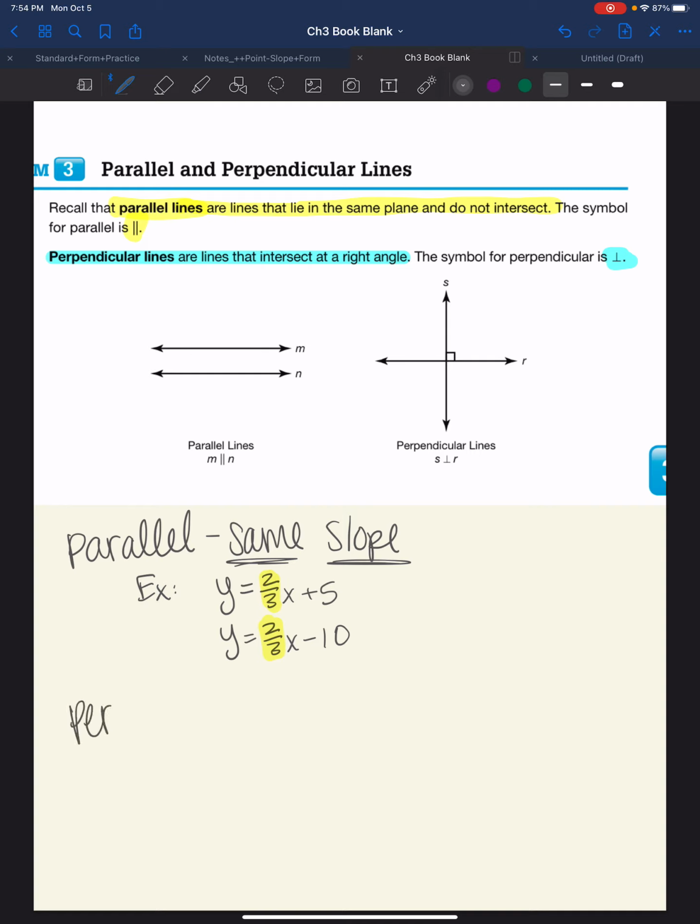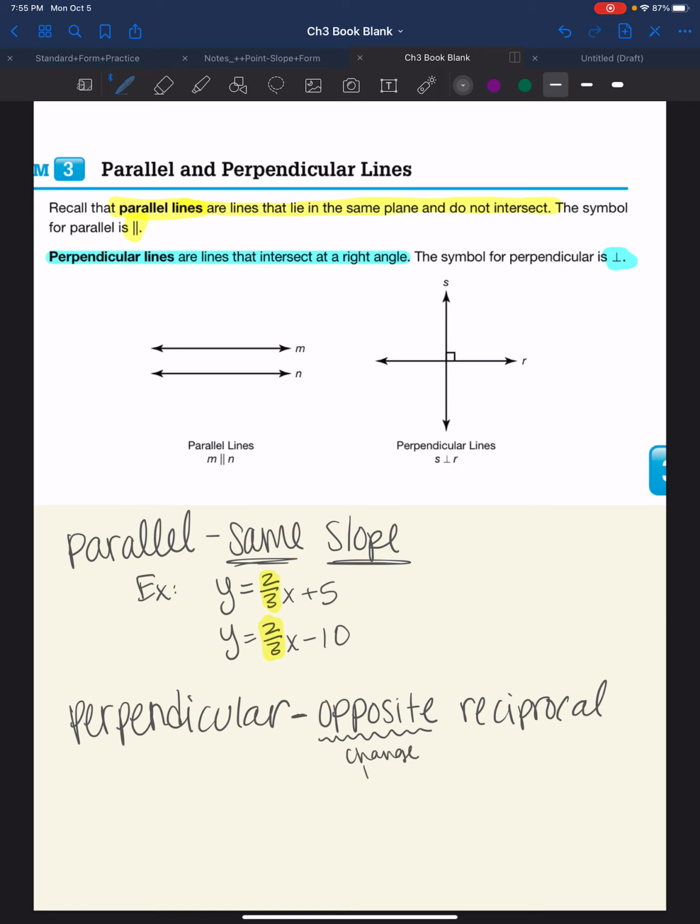So for perpendicular lines, we want to talk about the slope of those as well. The slope is going to be something called opposite reciprocal. So we've used that word reciprocal before, like when we've been solving equations or inequalities. We know that means to flip a fraction. Reciprocal tells us to flip something. The opposite part means we change the sign. So opposite means we change the sign. Reciprocal means we're going to flip the value.